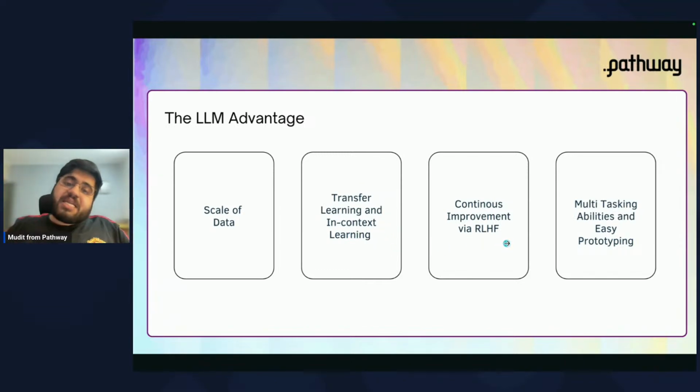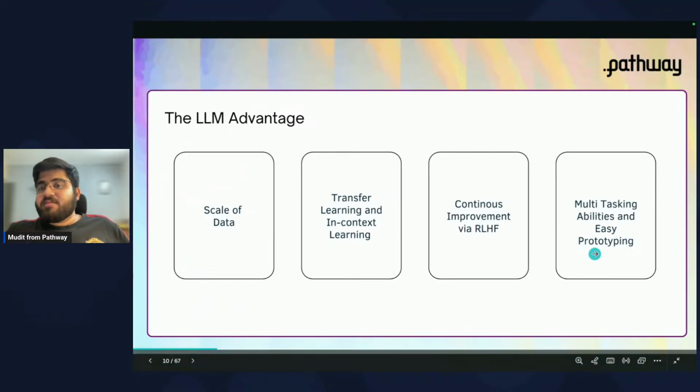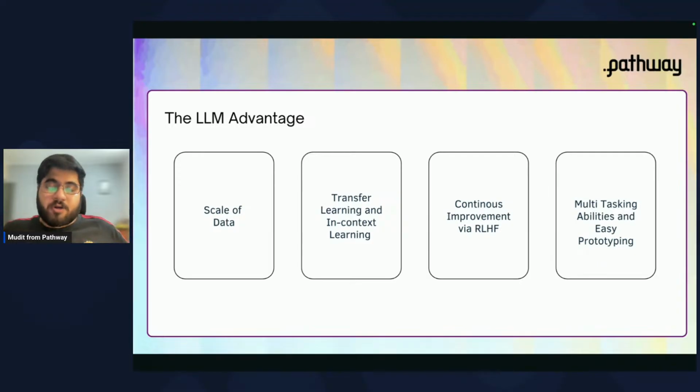These models can continuously improve via RLHF. RLHF is reinforcement learning via human feedback. So there are actually humans at the back end trying to make these models better. And then these models have multitasking abilities, and they're easy for quick prototyping and all.